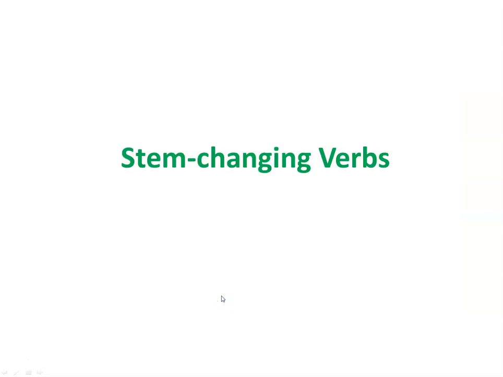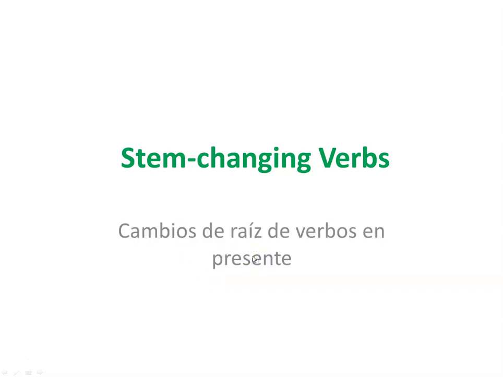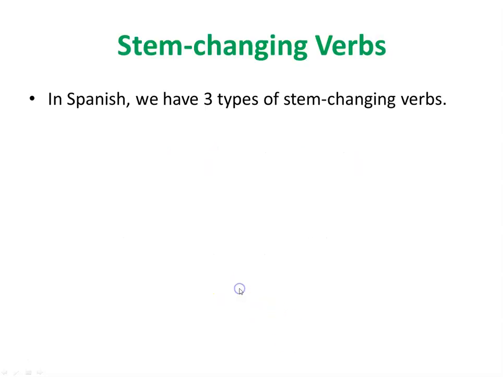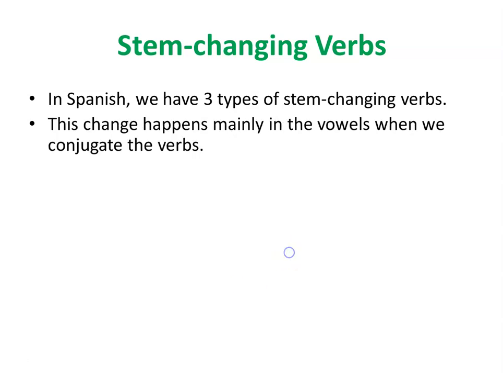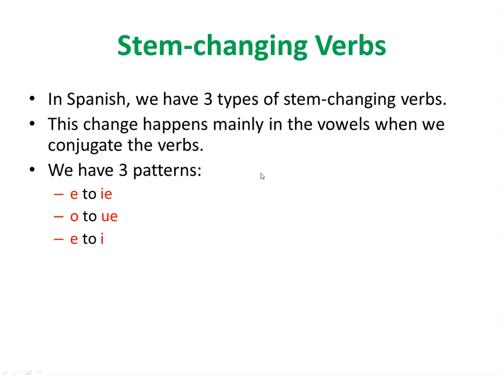Y en este video we are going to talk about the stem changing verbs, que son verbos con cambios de raíz en el presente. Muy bien, so in Spanish we can have three types of stem changing verbs. Usually this stem change happens in the vowels when we conjugate these verbs. So we can have three patterns.